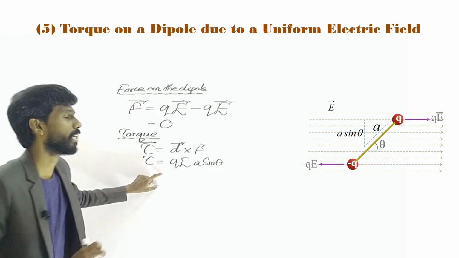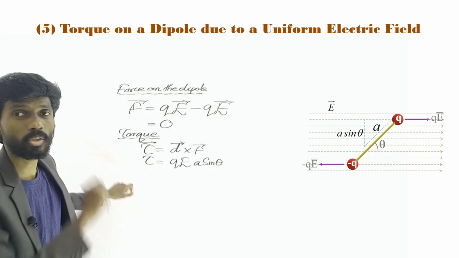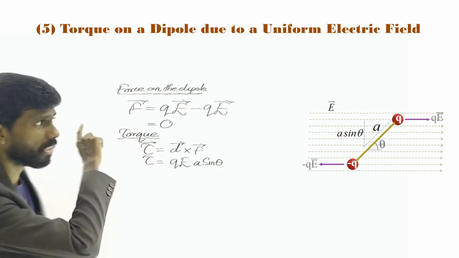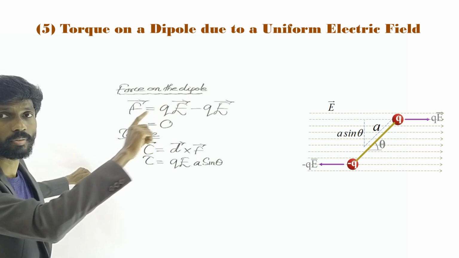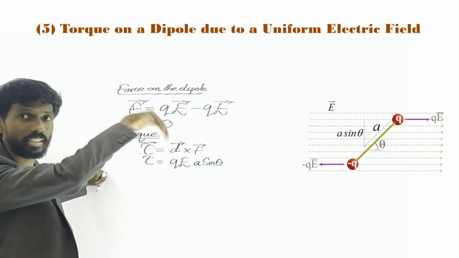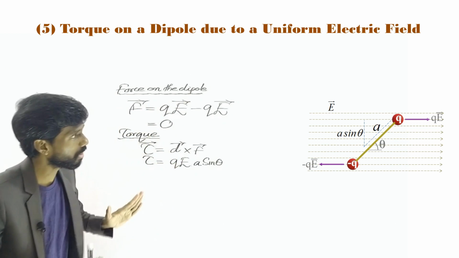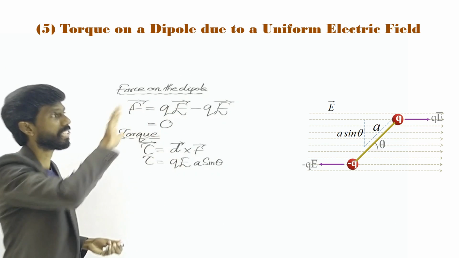We also have to find the torque on the charge minus Q. But what is the direction of this? See, the force is in this direction, which means the rotational effect is this rotation. That means it is an inward direction. So d cross F: d is this and F is this. So that means it is an inward direction.